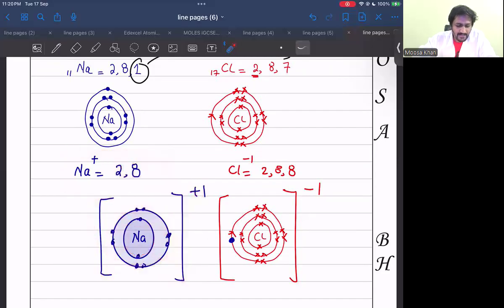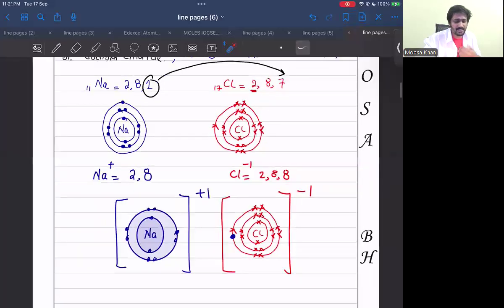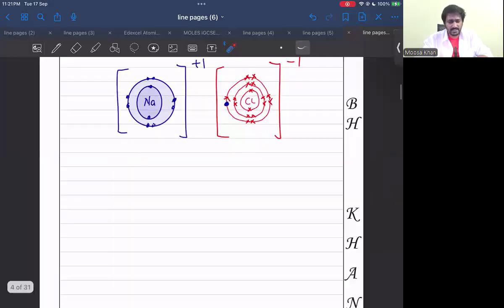And for a chlorine atom, when it gains one electron, its number of shells stays the same, but it gains one electron from the sodium atom. So you have to draw one of the electrons of its outer shell by a dot to signify that it has come from the sodium atom, right? The chlorine atom becomes a negatively charged ion, and these two ions are then attracted to each other by electrostatic force of attraction.